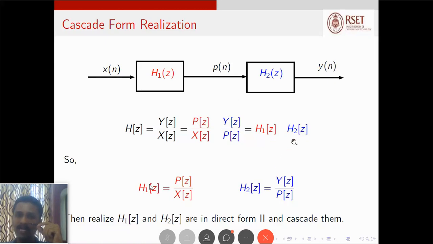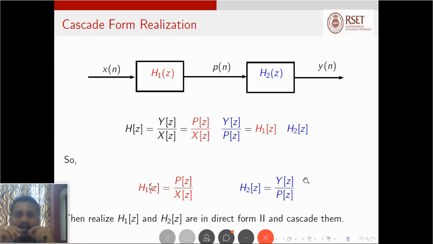So h1 of z and h2 of z: h1 of z will be equal to p of z by x of z, and h2 of z will be equal to y of z by p of z. So we can write h1 of z is equal to p of z by x of z, and h2 of z is equal to y of z by p of z. Then realize h1 of z and h2 of z in direct form 2 and cascade them. This type of realization is called cascade form realization.